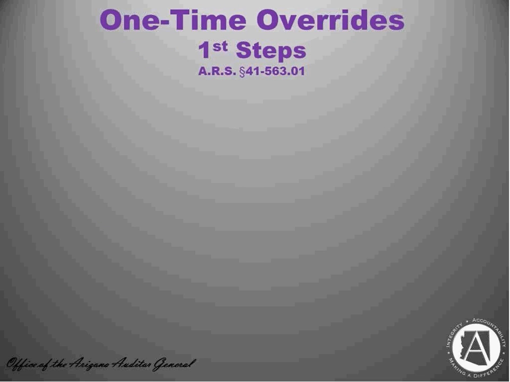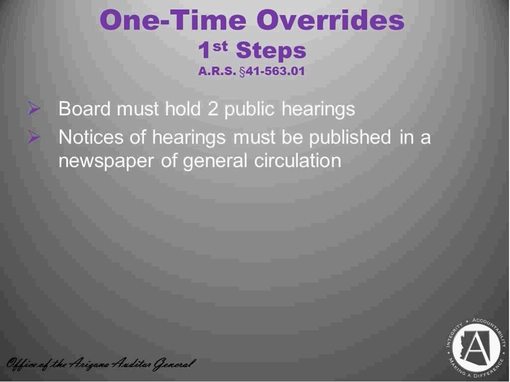As mentioned earlier, one-time overrides are the only voter-approved option to the expenditure limitation that are not required to be reviewed by our office. However, there are still statutory rules that entities must follow. Before the governing board even proposes or votes on a one-time override, the board must hold 2 public hearings on the proposed action. Arizona Revised Statute Section 41-563.01 requires that a notice of the hearings be published once a week for at least 2 consecutive weeks in a newspaper of general circulation.